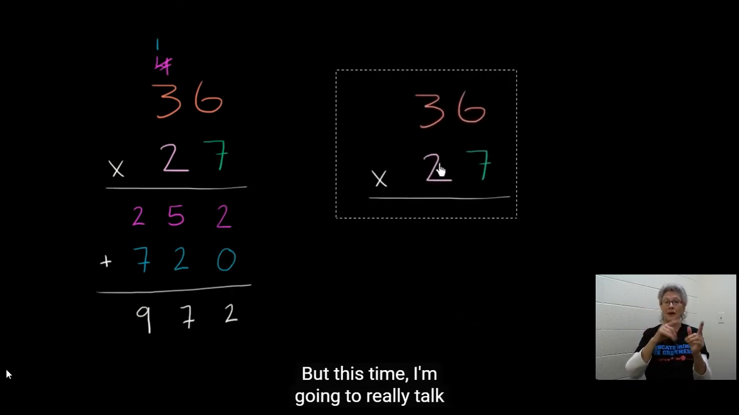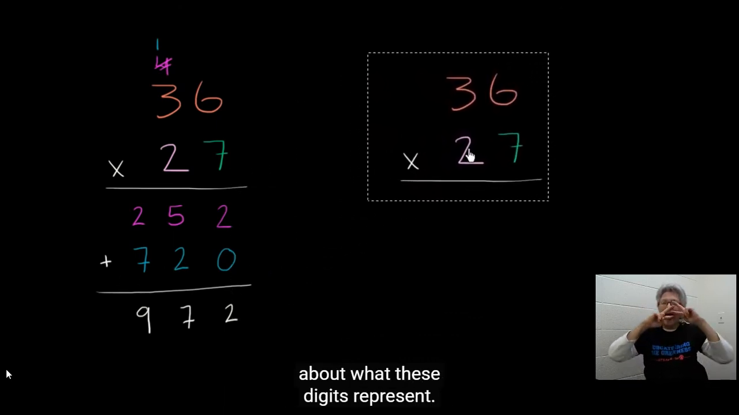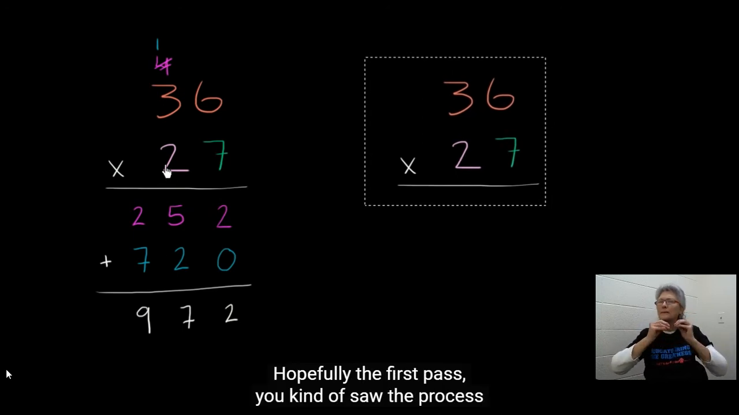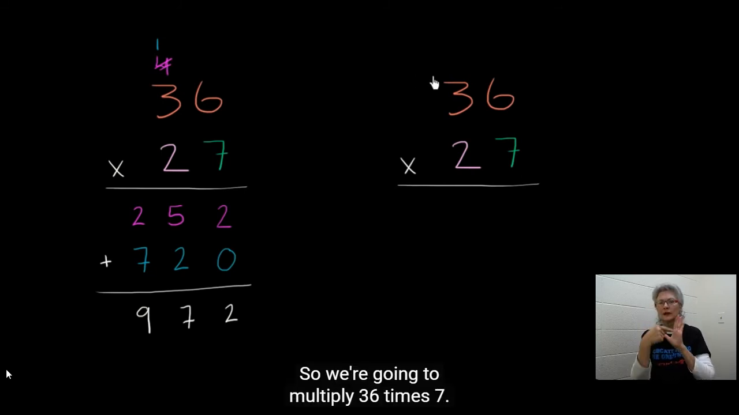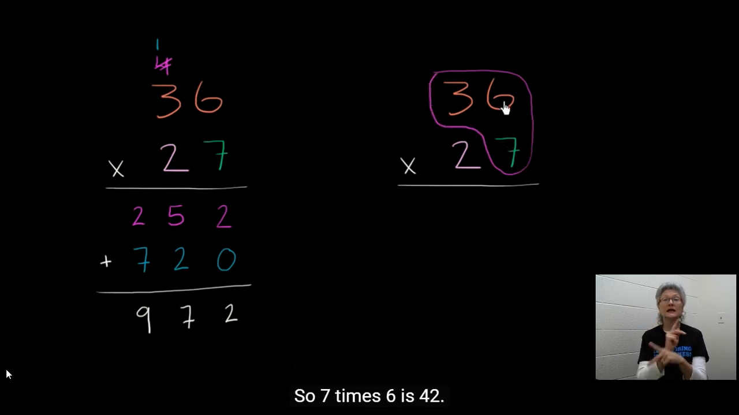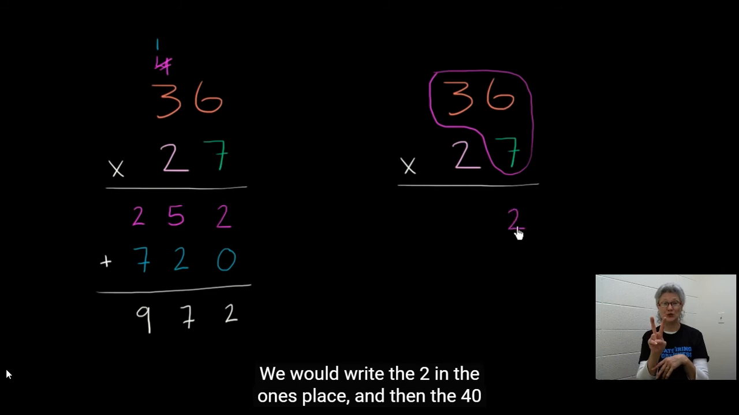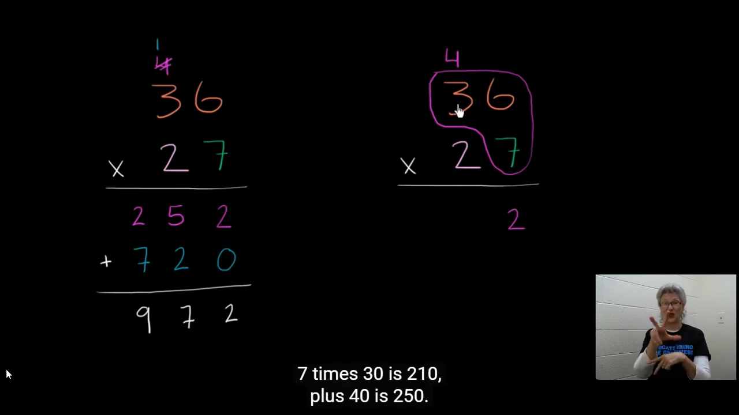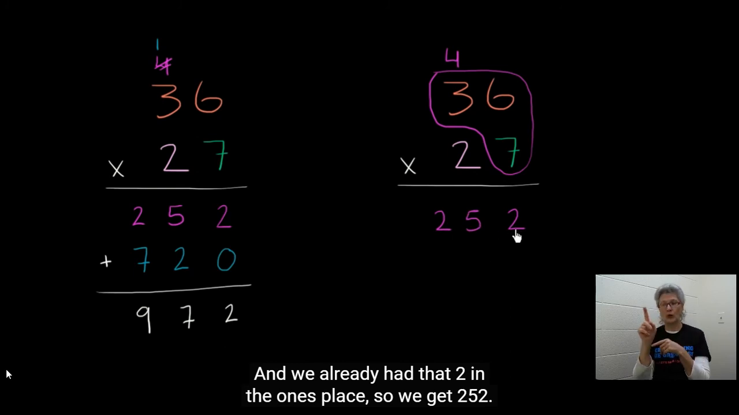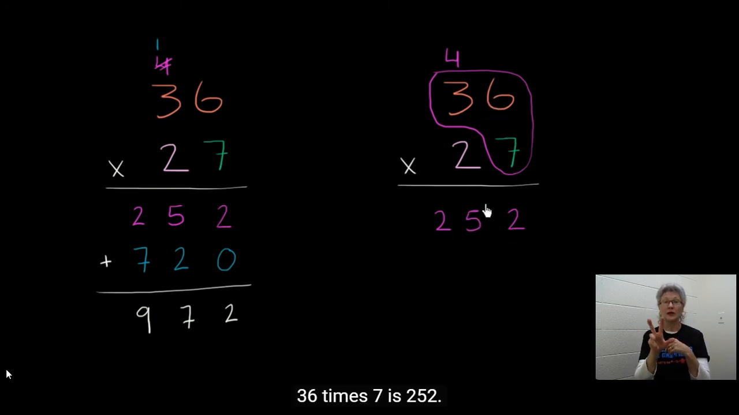Now I'm going to do this exact same problem again. But this time, I'm going to really talk about what these digits represent. Hopefully the first pass, you kind of saw the process for doing it. Now we're going to think about what these digits actually represent. So we're going to multiply 36 times 7. So 7 times 6 is 42. We would write the 2 in the ones place, and then the 40 we can write in the tens place. This 4 represents 40. 7 times 30 is 210, plus 40 is 250, and we already had that 2 in the ones place, so we get 252. 36 times 7 is 252.